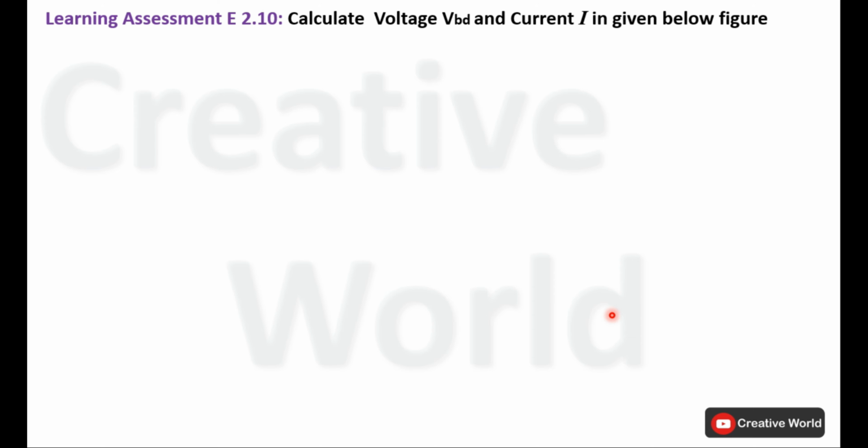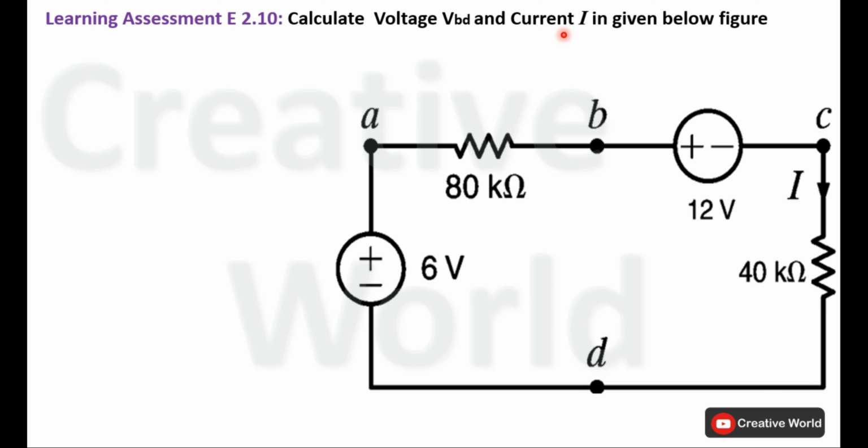Learning Assessment E2.10. Calculate voltage VBD and current I in the given figure. This is the figure and we have to calculate the value of voltage across these 2 points B and D and the value of current I through this circuit as well. If you observe, voltage across these voltage sources is given, but across these two resistive elements it is not given. So we cannot calculate voltage VBD right now.